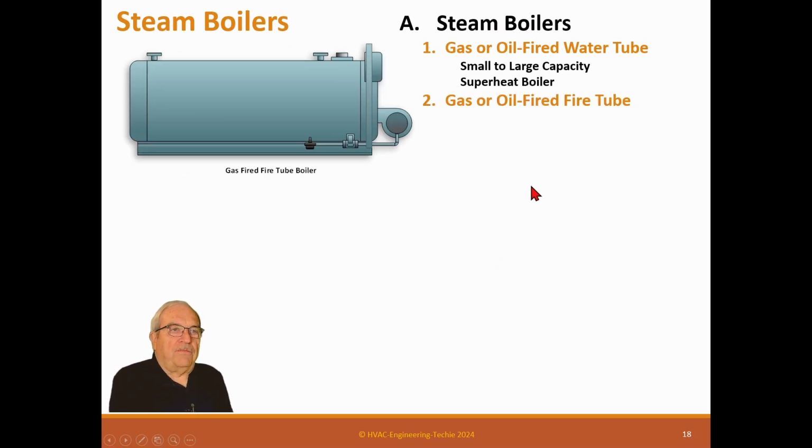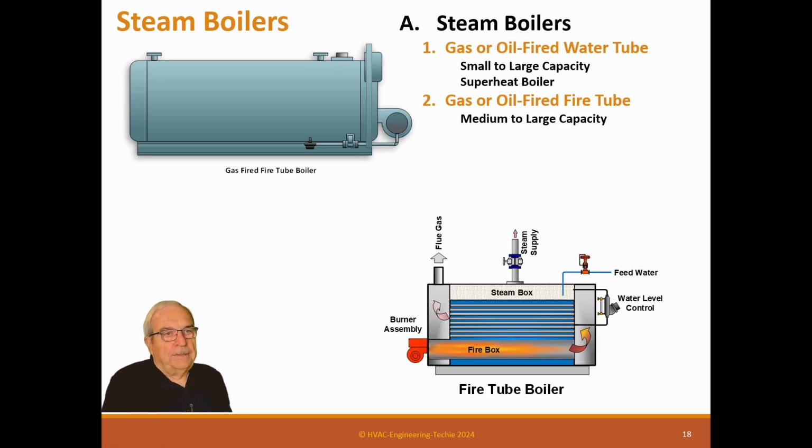Gas or oil-fired fire tube boilers. Fire tube boilers are exactly the opposite. The fire's in the tubes, not the water. So you have the boiler full of water, and we have these tubes that the fire goes down in a fire tube and comes out, and then goes through all these smaller tubes which are in the water vessel, and then it goes out the flue. And up here, as this gets hotter and hotter, the steam is generated at the steam box and goes out the steam supply pipe. The water level controller maintains the water feed level to this boiler.